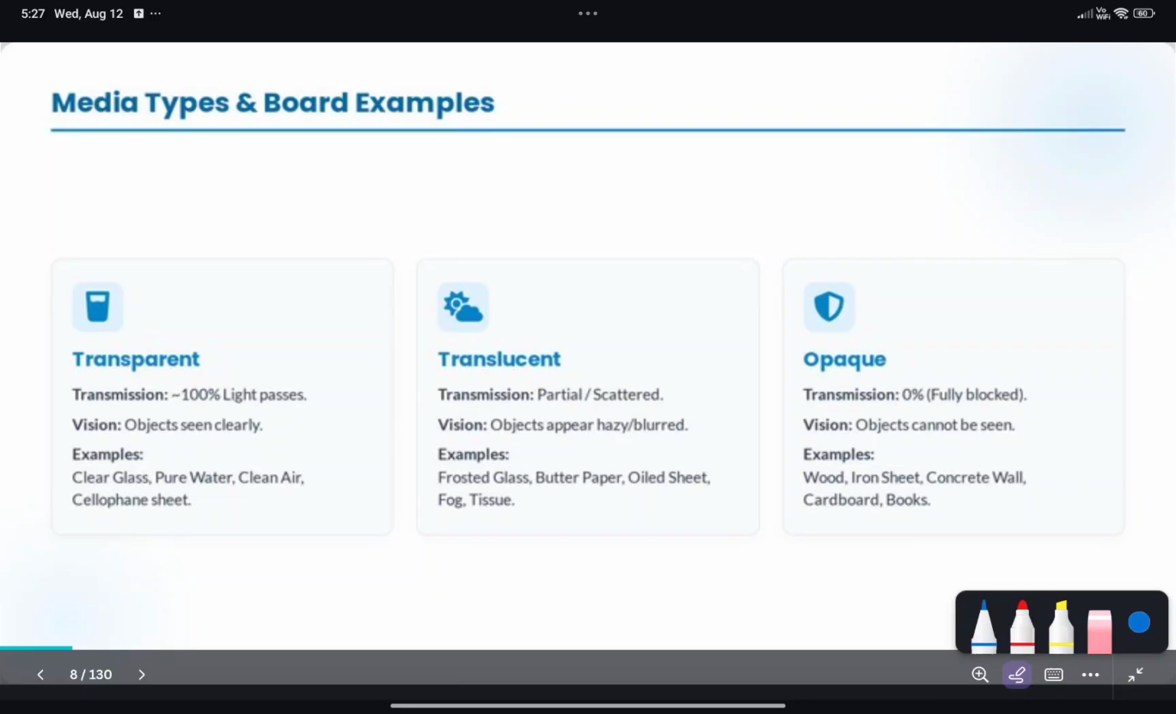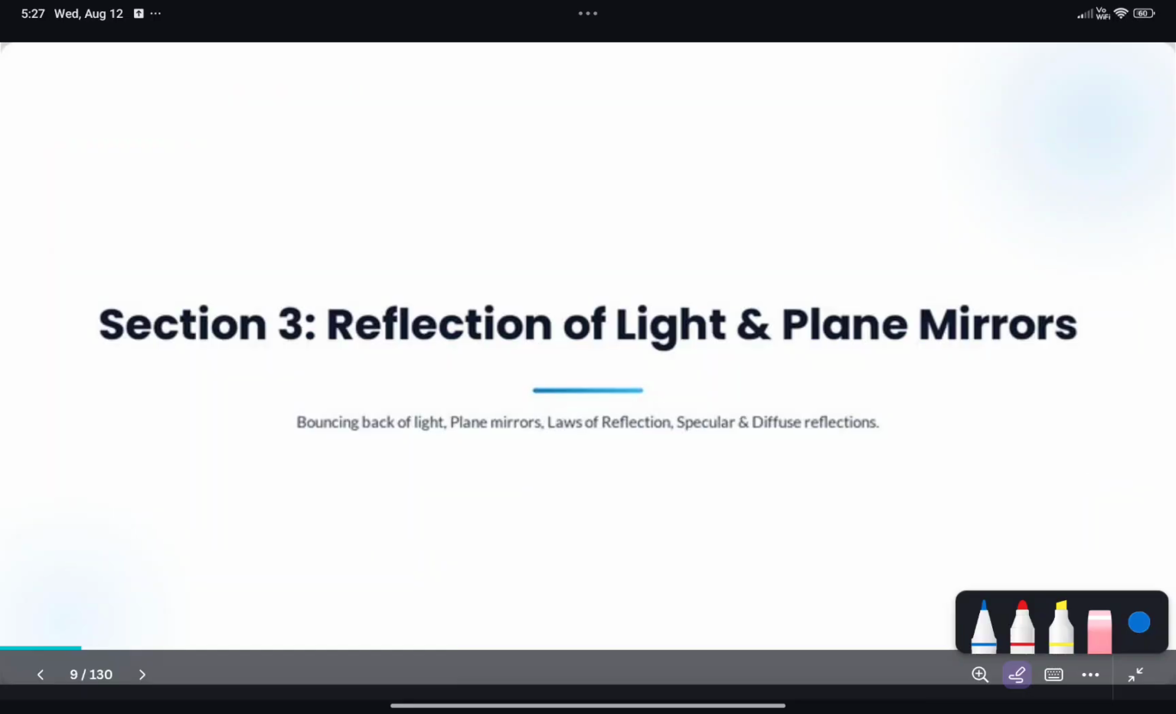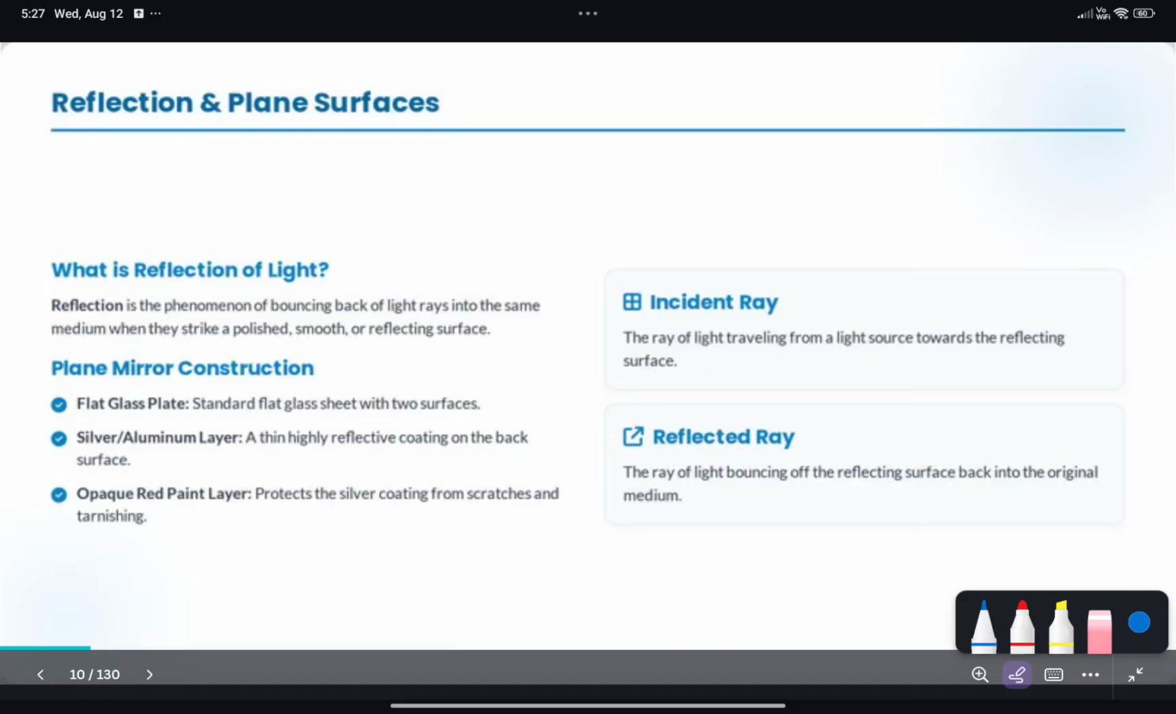We can see objects clearly in the case of transparent. Objects appear hazy and blurred in the case of translucent. Opaque, objects cannot be seen. Examples of transparent material: clear gas, pure water, clean air, cell phone sheet. Examples of translucent: butter paper, oiled sheet, fog and tissue. Opaque: wood, iron sheets. Clear?